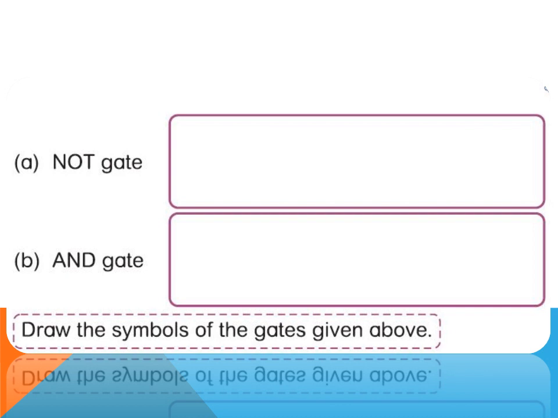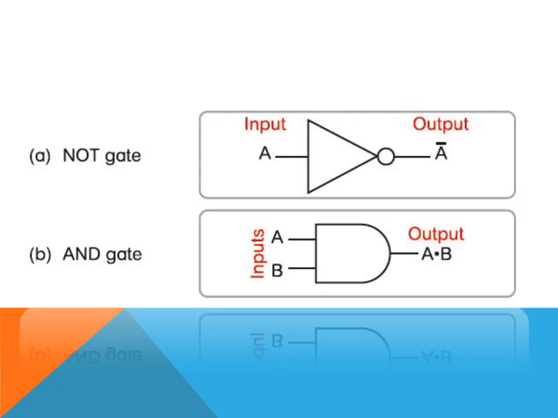Now here is a question: draw the symbols of the gates given above. So you have to draw the symbol for the NOT gate and the AND gate. Pause the video, try it yourself once. Now I am showing you the answers. So these are the answers.